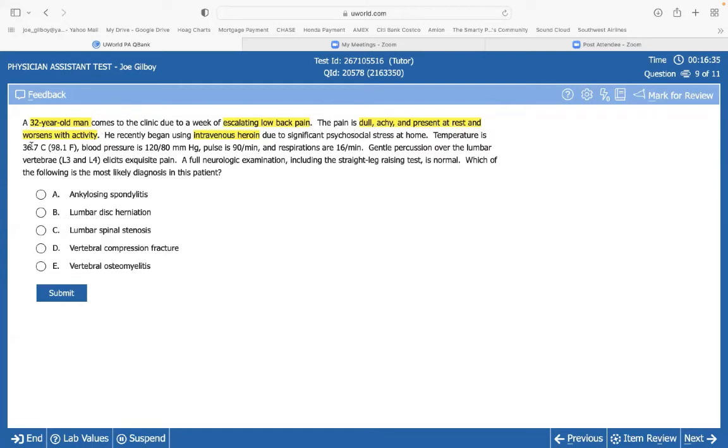So his temperature, okay. Blood pressure, okay. So I don't have anything here. All I got is a guy that lives on Staph Island. Gentle percussion of the lumbar vertebrae, he gets pain. You're like, okay. And a full neurologic exam shows a straight leg raise. So he's got something going on in his back, right? So it was normal. I apologize. That's my bad. So you're like, stay in the cell.